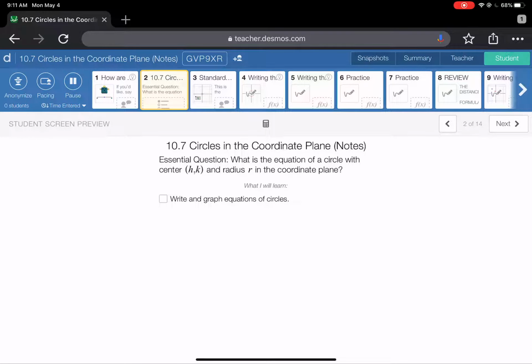Hello and welcome to Chapter 10, Section 7, Circles in the Coordinate Plane. The essential question is, what is the equation of a circle with center (h, k) and radius r in the coordinate plane? What you will learn in this video is how to write and graph equations of circles.